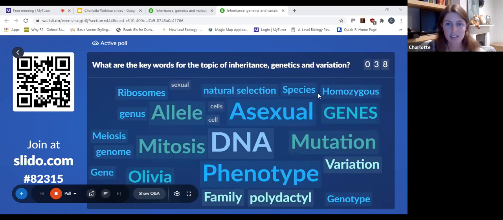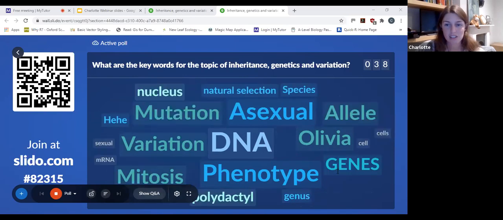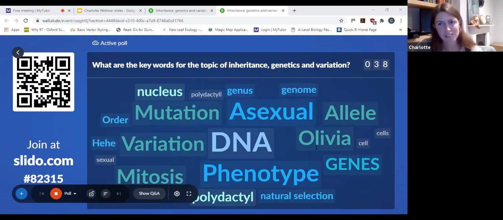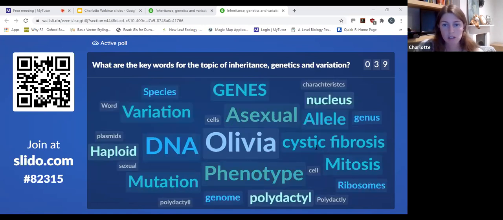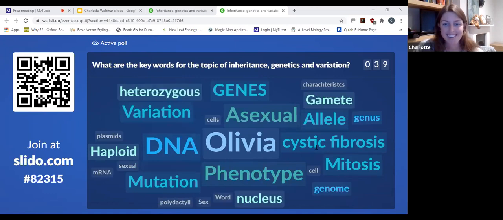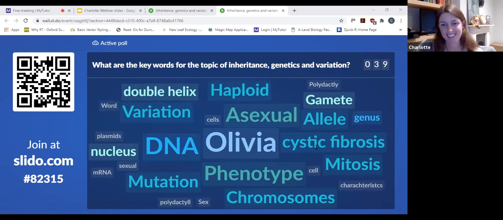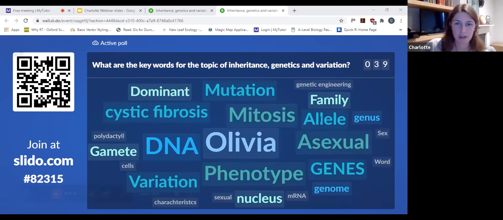Allele in there. Oh, Olivia coming up pretty high in there, yeah. Might not help you so much in your exam. Good. Asexual reproduction versus sexual reproduction. Yeah. Putting Olivia at the centre there. Well, she's done a fab job. You guys have obviously remembered loads about genetics.